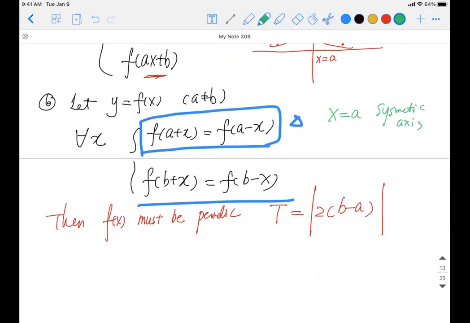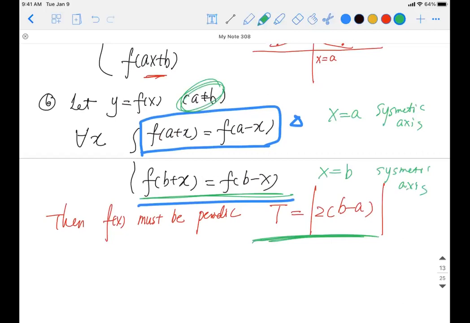This is understandable, right? What about the second part? Exactly the same thing. x equals b is a symmetric axis. So that means if a function has two symmetric axes, and they're not the same because a is not equal to b, then automatically this function will be a periodic function.